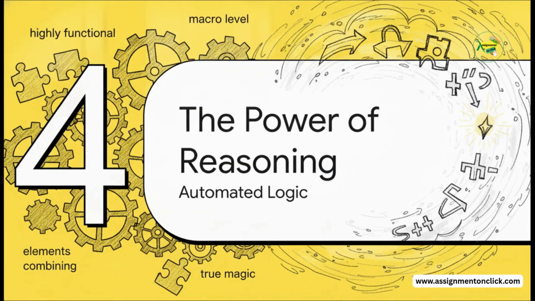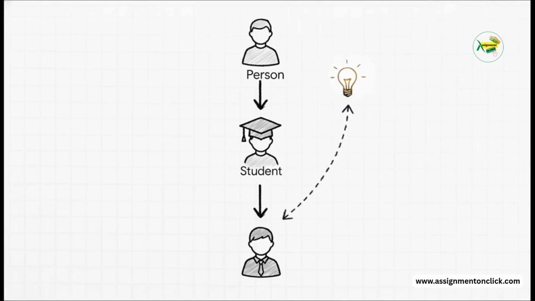Section 4, the power of reasoning. Let's trace how this logical sequence actually plays out. Up in your classes, you define a hierarchy. Student is a subclass of person. Then, down in individuals, you state a fact. Rahul is an instance of a student.